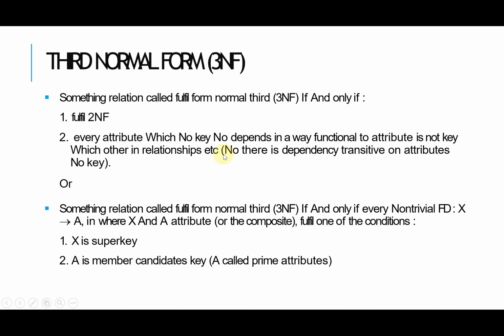Okay, number 3 is third normal form or 3NF. A relation can fulfill third normal form 3NF if and only if it fulfills 2NF. Okay, so number 2, every attribute which is non-key has no functional dependence on another attribute that is not a key in the relationship. No, there is no transitive dependence on a non-key attribute. A relation is in third normal form if and only if there is no transitive FD, or determinants X implies A, where X and A are attributes.